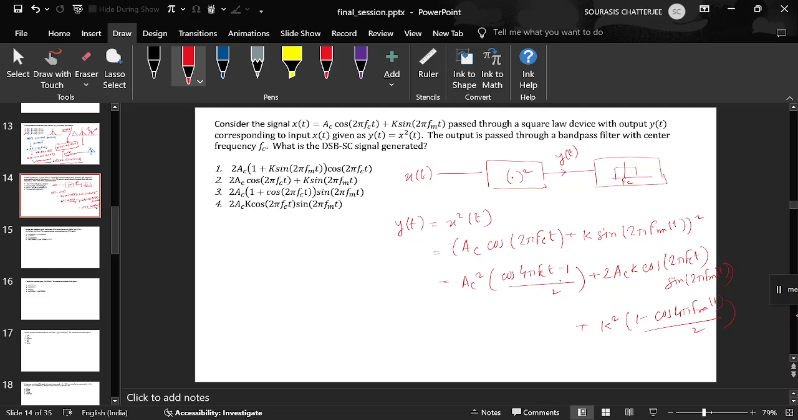So this is centered around 2fc. This is a DC component. This is centered around 2fm. This is again a DC component. This part here is something that is centered around fc with a bandwidth of 2fm. So this part is going to pass through this band pass filter. So yes, as you pointed out, 4 is the answer only.